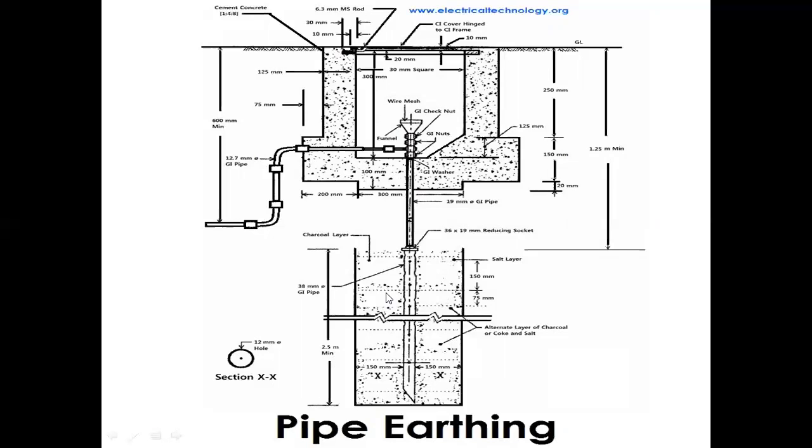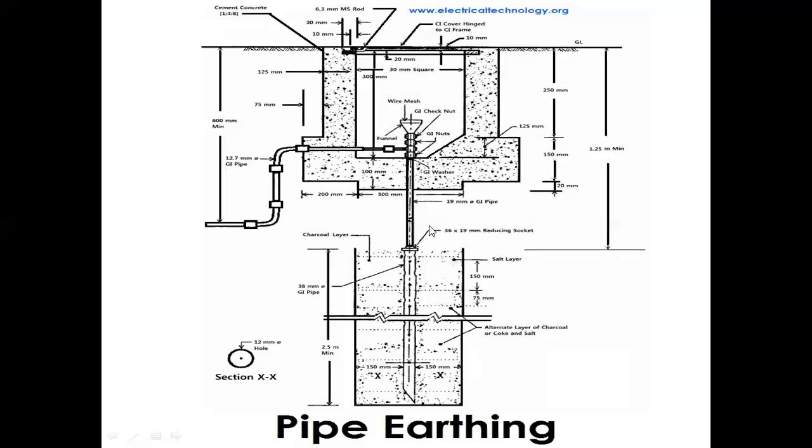Some technical specifications are given as per the Indian standards: a mixture of charcoal and salt layer is poured around the four sides of the earthing pipe. And the pipe used for this is a 38 mm GI pipe, which means the diameter of the pipe is 38 mm, and the length of the pipe is 2.5 meters. See, the standard value is 2.5 meters length minimum.